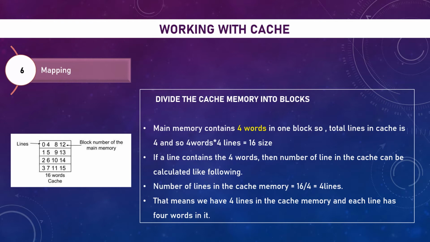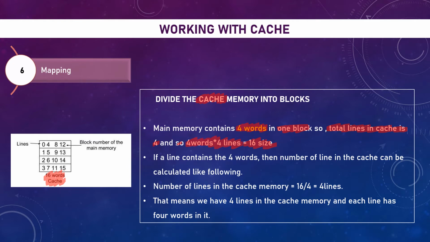Now let's talk about the cache memory, how to divide the cache memory into blocks. We know from the previous slide that in each block there are 4 words. The total lines in the cache is 4, so 4 words multiplied by 4 lines, and we got the size 16. So here we have a total of 16 words capacity in the cache.